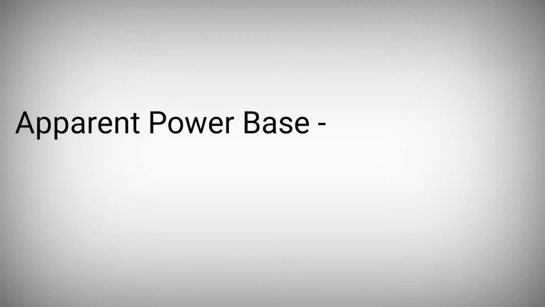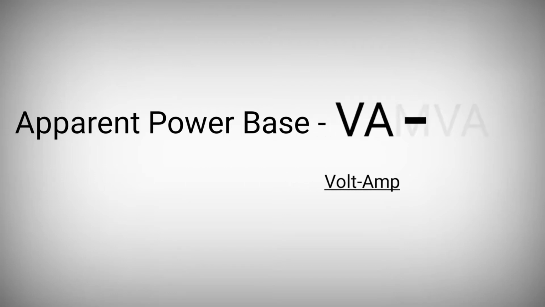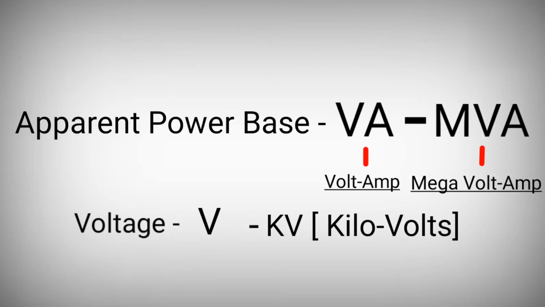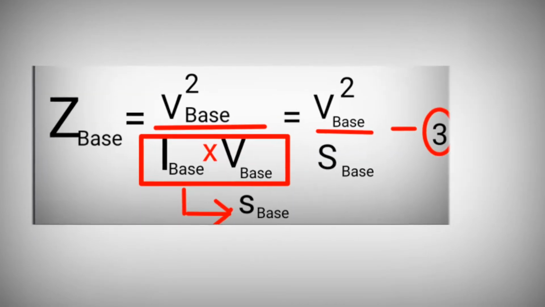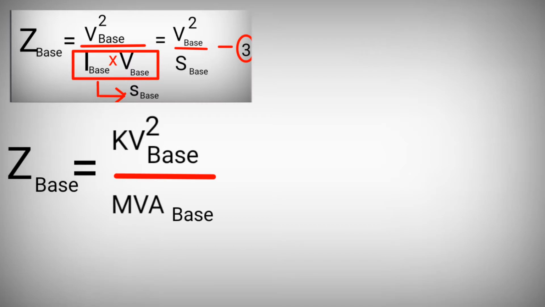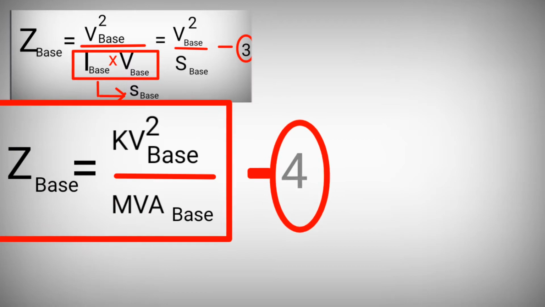See, in a power system, commonly this base apparent power VA is considered as MVA and voltage V can be considered as kilovolts, kV. From this third expression, it will be changed as Z base is equal to kV base square by MVA base. Consider this expression as 4.